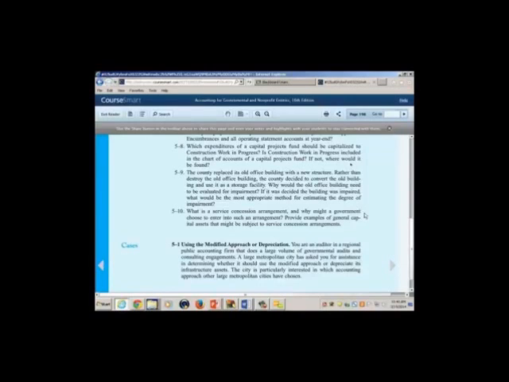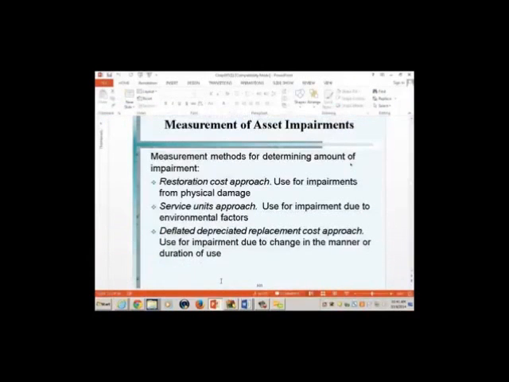So basically, there is a decline in service utility. Now the question is, which one do you pick of the three methods? Which one is it? The last one? Absolutely. You pick the last one because it's due to change in the manner, which is what? From office to storage. It's not difficult, but you need to just think through the facts. Okay? Now let's talk about how we go about recording the transaction itself.